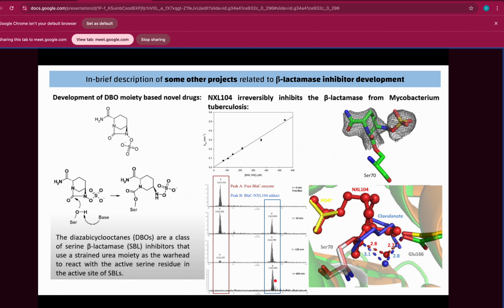So this is to show you how effective this NXL104 is, because it is irreversibly inhibiting. It is not dissociating. This is an irreversible reaction. As soon as NXL binds, it does not allow the beta lactamase enzyme to dissociate from it, and these are the sites and interactions which are taking place with the serine.